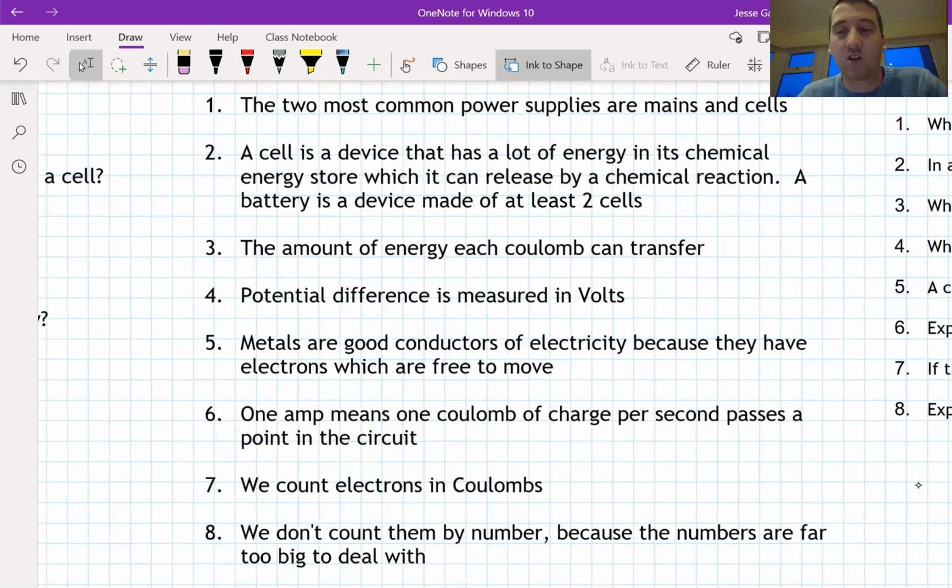Okay, so the most common power supplies are mains and cells. The difference between a cell versus a battery: a cell is a device that has a lot of energy in its chemical energy store, and it can be released by a chemical reaction. A battery is just a device with at least 2 cells. So a battery is more than 1 cell, but a cell itself is the magical bit. That's what stores the energy in its chemical store.